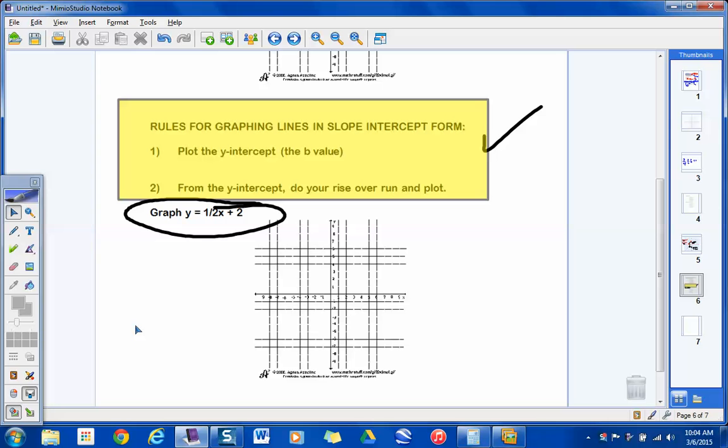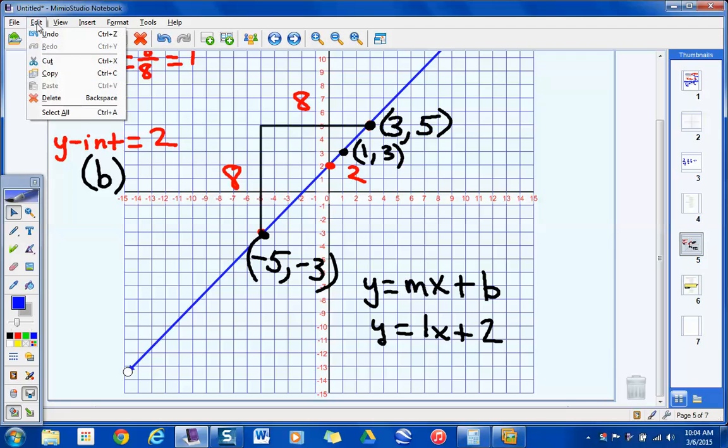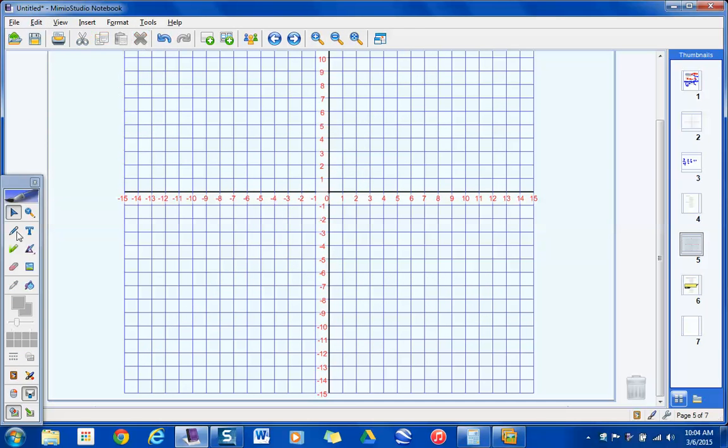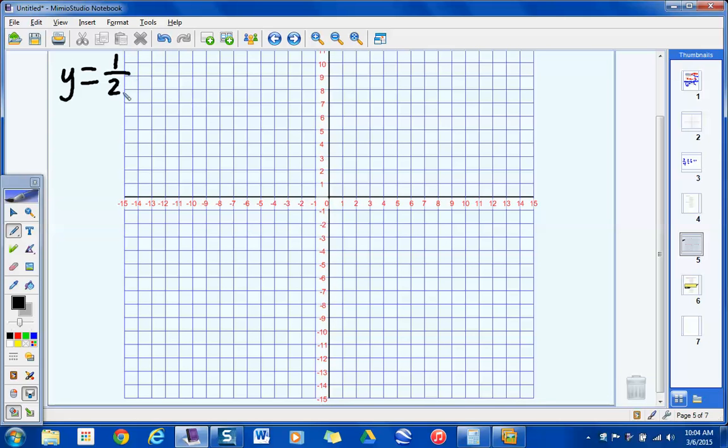What are we trying to graph here, kiddos? What are we trying to graph? Okay, let me clean this up. Okay, what was the equation again? Y equals 1/2 x plus 2. Oh, this is not working very well today, is it? Well, I'll keep digging now. Okay, I have some questions.